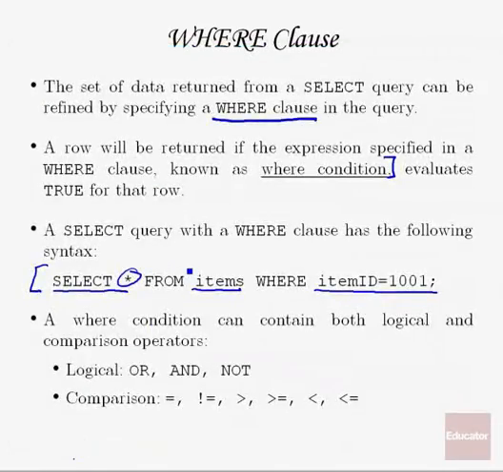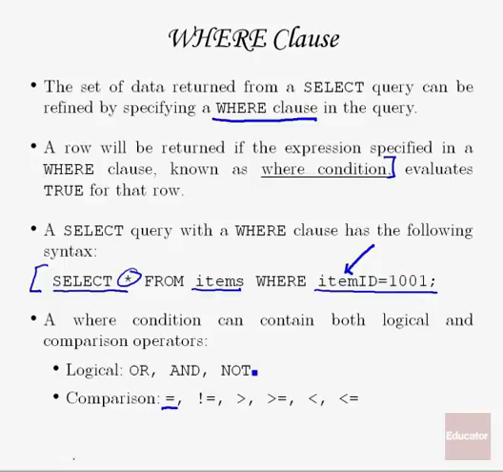Now these where conditions can contain both logical and comparison operators. We saw a comparison operator there where we were saying the item ID column is equal to this. The thing to note here also is that the item ID in the where condition refers to a column. So basically you're specifying conditions on columns in the table. So we're saying where column item ID equals 1001.